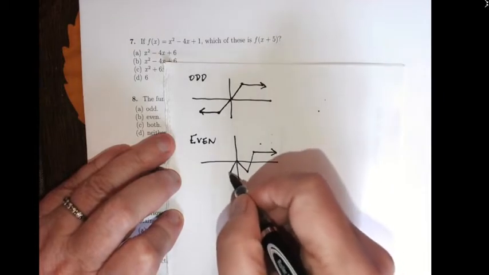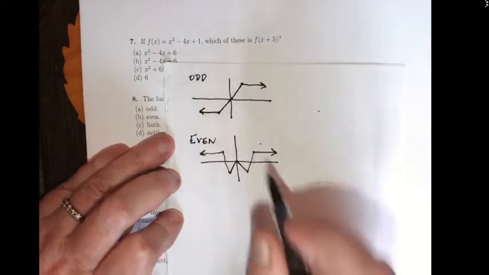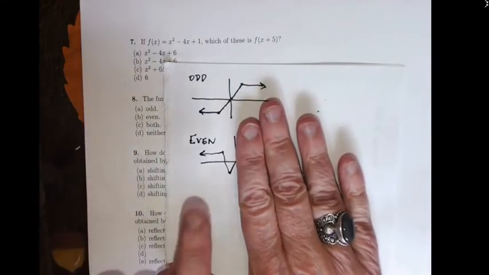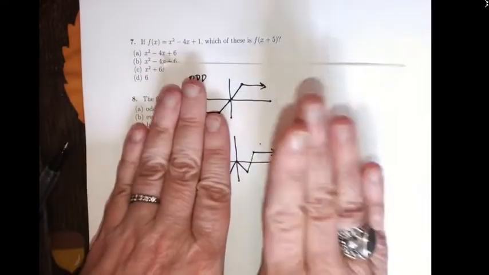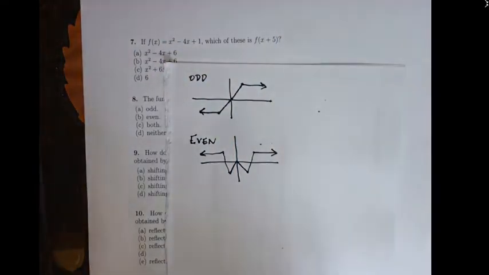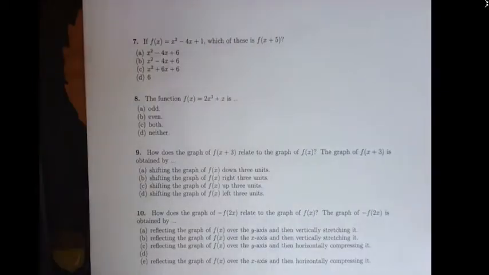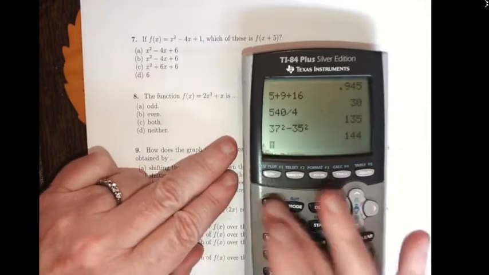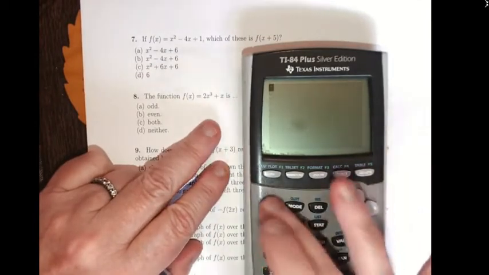And symmetric with respect to the y-axis means if the y-axis is a mirror, then you would expect to get its reflection on the other side. And it doesn't matter which side you start with. Okay, so let's put, and we might have to change the window to make it clear. So we'll start with a standard window.